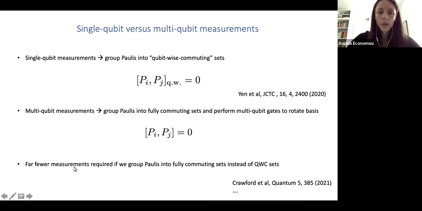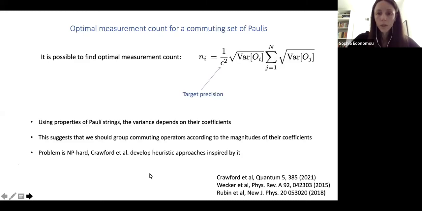There's a nice paper that I'm not going to give too many details about, but I'll show you the highlights. The idea is that even though the full problem of grouping these Paulis in a way that minimizes the number of measurements is NP-hard, there are still heuristics you can use. This is a very nice paper where they do that, and they show how you would want to separate out these Paulis such that you minimize the total number of shots.